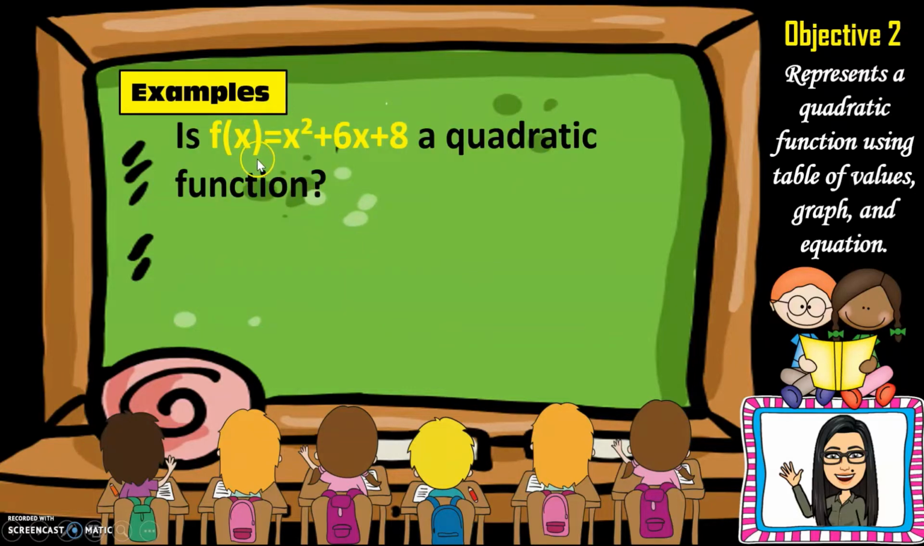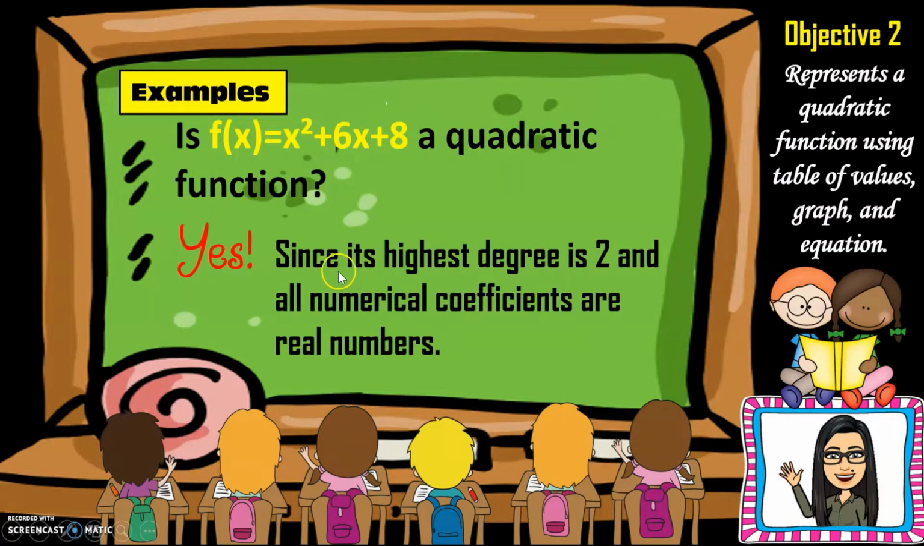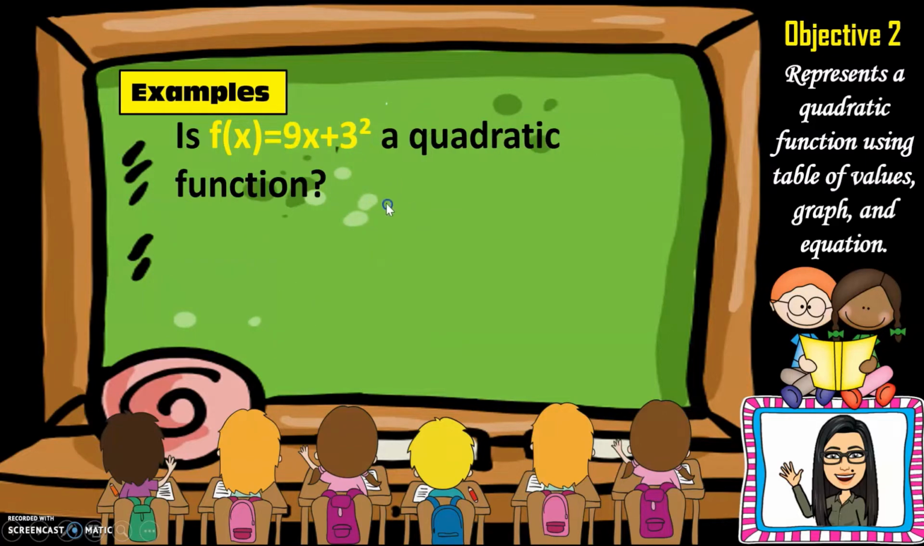Is f of x is equal to x squared plus 6x plus 8 a quadratic function? Yes, since its highest degree is 2 and all numerical coefficients are real numbers. So as you can see in our given, the highest degree of the exponent is 2 and all the numerical coefficients are real numbers. So I can say that the given function is quadratic since it satisfies the definition. Now, let's proceed with our next example.